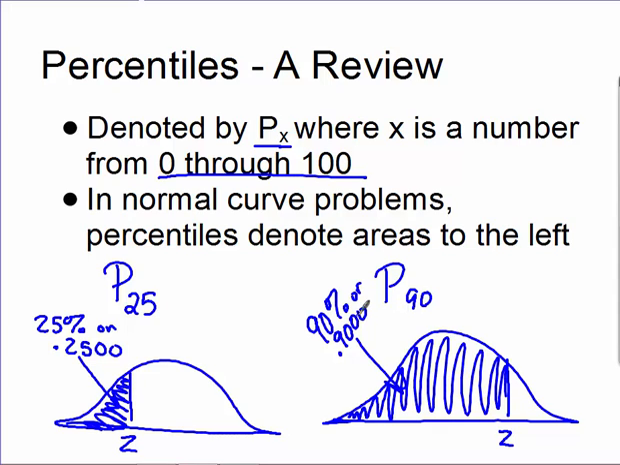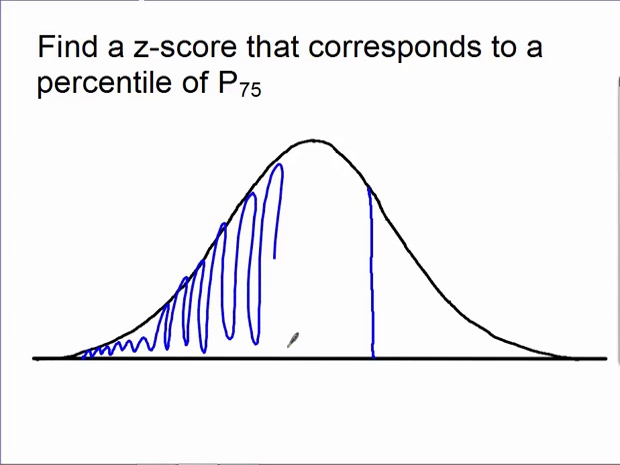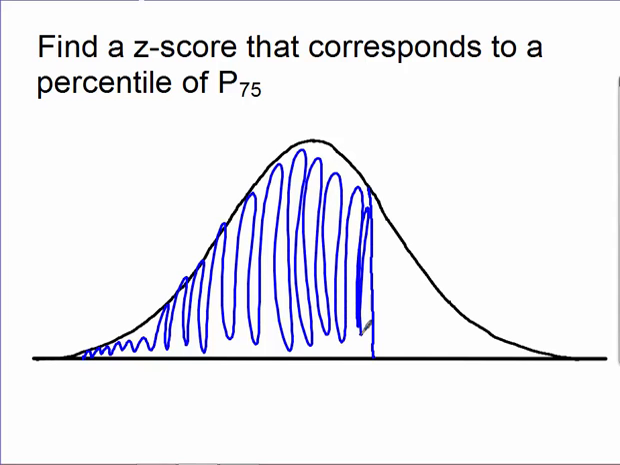So, percentiles also give me another way of actually finding areas if I understand what's going on with them. To give you guys an example, let's say I wanted to find the z-score that corresponds to a percentile of 75. So, I know that I'm going to have some line where the area to the left of that line is going to be equivalent to 75%. And we know that 75% as a decimal is 0.7500. And I want to find the z-score that corresponds to that area.